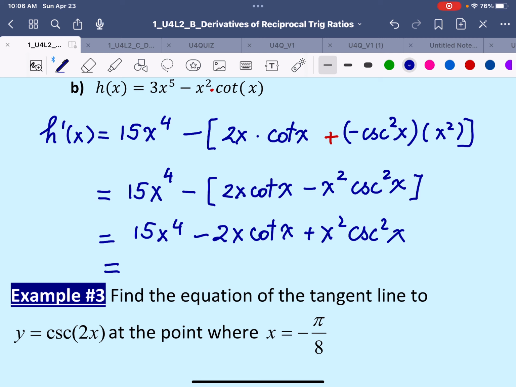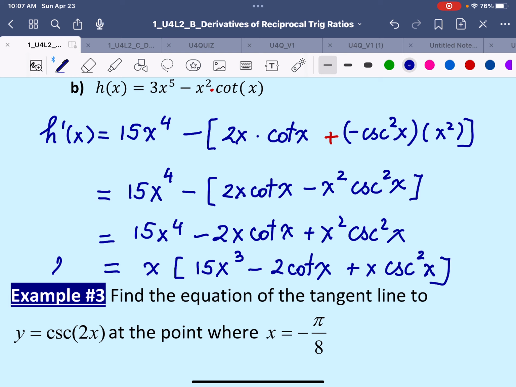So we can take out x, and the factored, most simplified form will turn into 15x to the power of 3 minus 2 cotan x, and then plus x cosecant squared x. And that would be the answer, or the derivative of h of x.